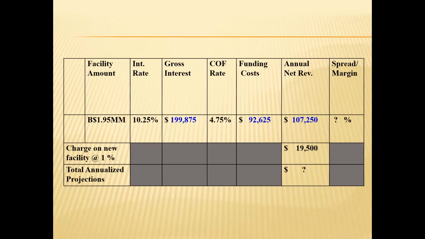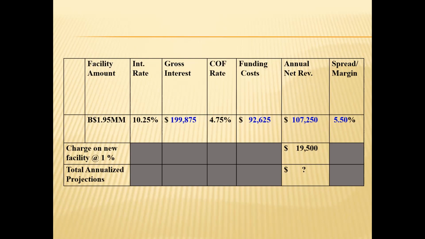So it's a matter of subtraction, a mathematical computation. And our margin or spread, how do we get that? Minus the cost of funds rate from the interest rate. So we subtract the 4.75, the cost of funds rate, from the interest rate, and that gives us 5.5%. If you want to check that the annual net revenue amount is correct, you do 5.5% of 1.95 million, and you should get 107,250. So that's one way of double checking.